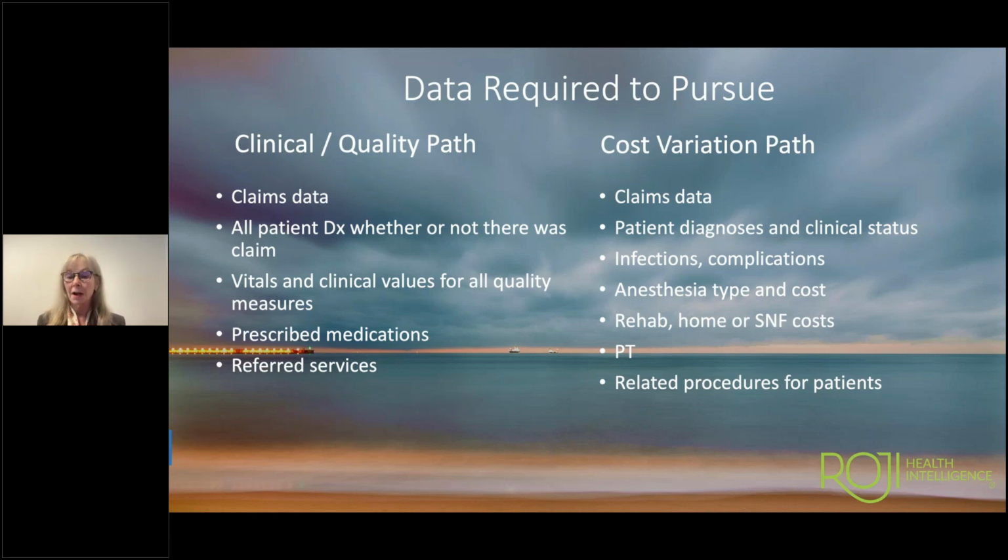On the cost variation path, you will need a slightly different variation of the list. You can target infections and complications on procedures, redos, anesthesia, rehab, and SNF costs. You want to include a larger array of services in the bundle, and a way of examining those cases in terms of, let's say, open or laparoscopic procedures or variations that you can see that may be a practice decision or a patient decision, to evaluate it on the cost line.